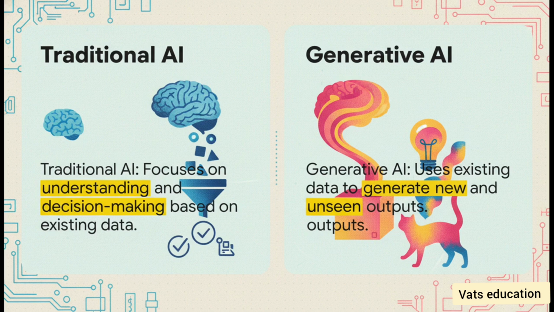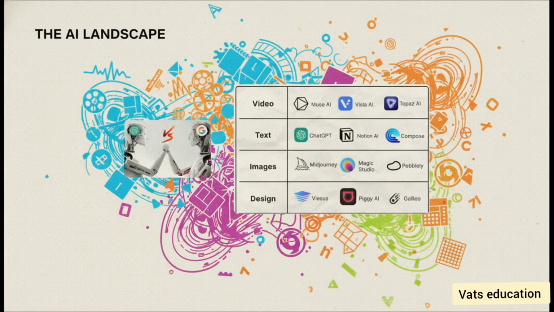It's analytical. But generative AI? Well, it's a creator. It studies patterns from mountains of data. Text, code, images, you name it, and then it uses those patterns to make something completely new. So it's not just recognizing a picture of a cat, it's dreaming up a brand new cat that has never, ever existed before.